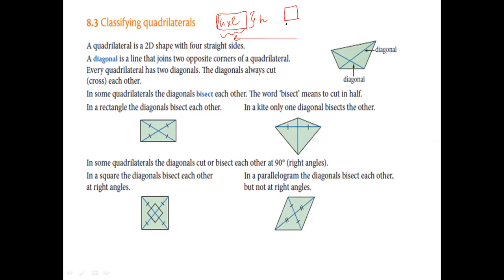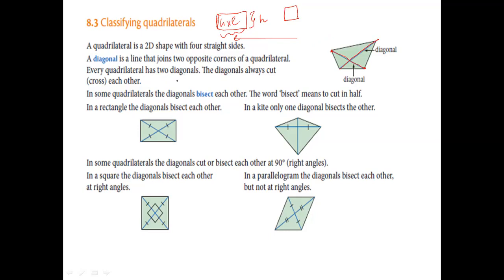It has got four straight sides, and a diagonal is a line that joins two opposite corners of a quadrilateral. For example, what kind of shape is this one? Trapezoid, am I right? So from this point to this point, when you draw the straight line, it's called a diagonal. And here also we have a diagonal. So we can say every quadrilateral has two diagonals.